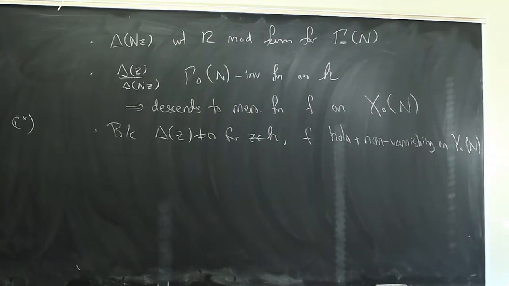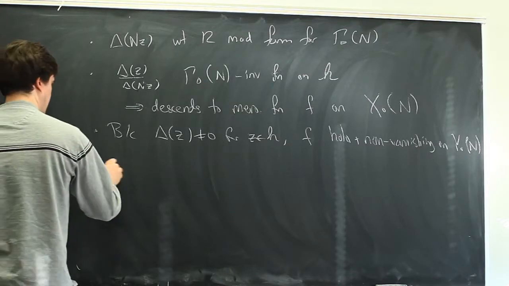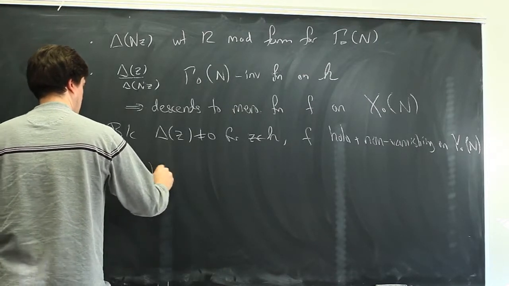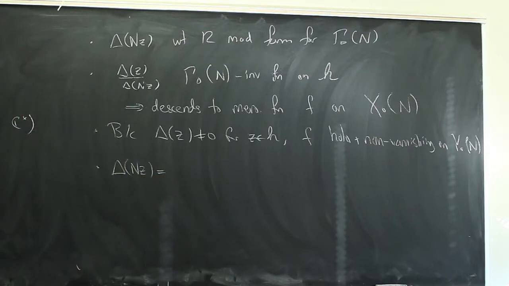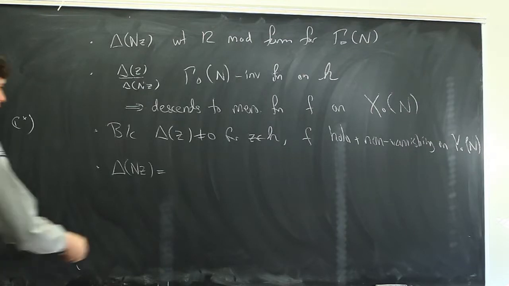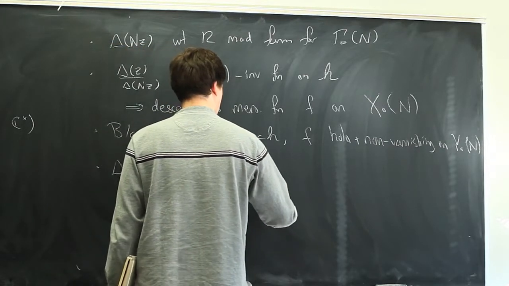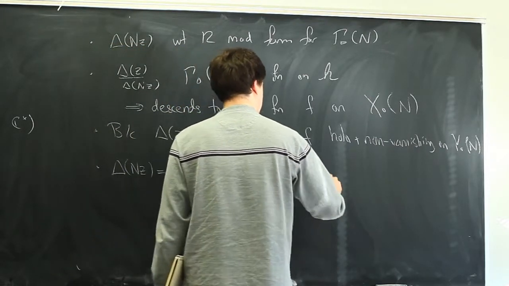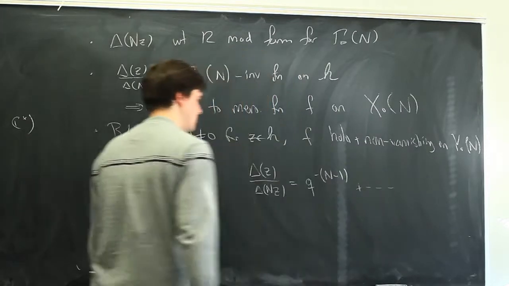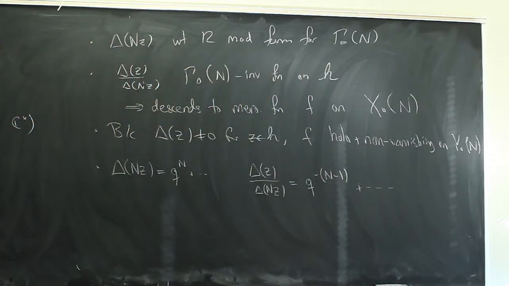Okay, so using the q expansion, we can see what the divisor looks like at infinity very easily. So delta of nz, remember q is like e to the 2 pi iz. So when I do delta of nz, that's like making q be q to the n. So this begins q to the n. So delta of z over delta of nz begins with q to the minus n minus 1 plus higher order terms. And this is the q expansion at infinity. And at infinity, q is a local parameter. I mean, it descends to a local parameter on X0n. So this says that f has a pole of order n minus 1 at infinity.